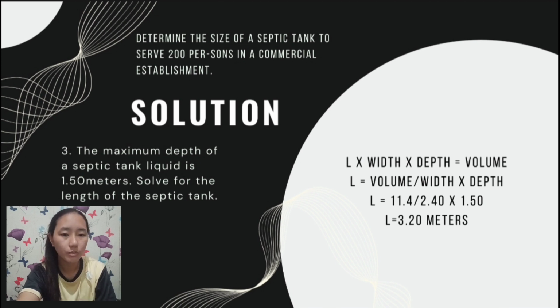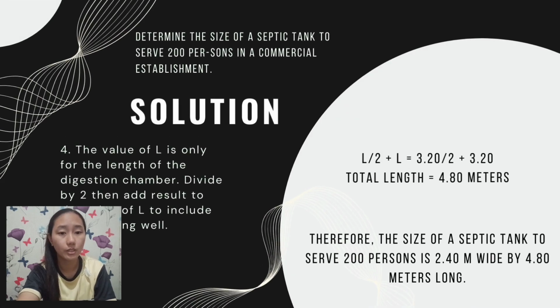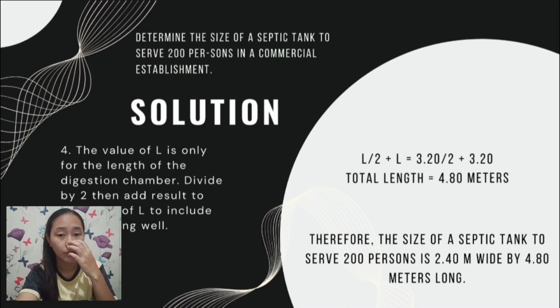The volume earlier is 11.4. Let's substitute: 11.4 over 2.40 times 1.50. So, the length of the septic tank is 3.20 meters. The value of L is only for the length of the digestion chamber. So, divide by 2, then add the result to the value of L to include the leaching well.